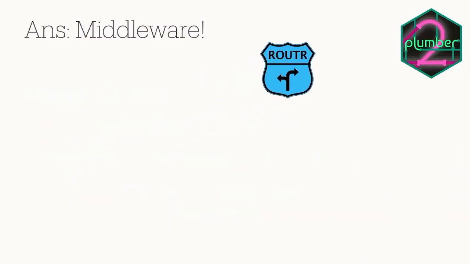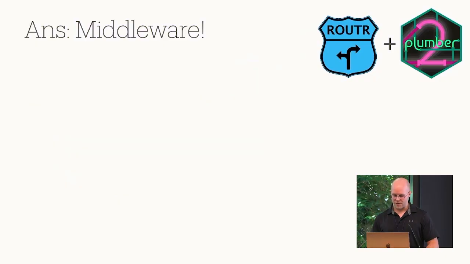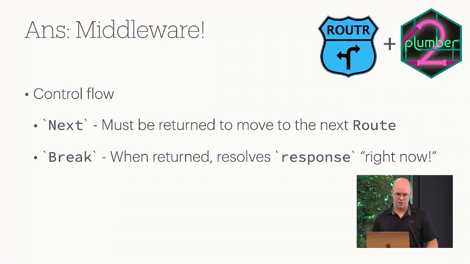But I would like to talk about Router. Within Plumber, we made 2 new objects that you can return. These are next and break. And they feel a lot more natural. Instead of calling them somewhere, they must be returned from the function that you're using.